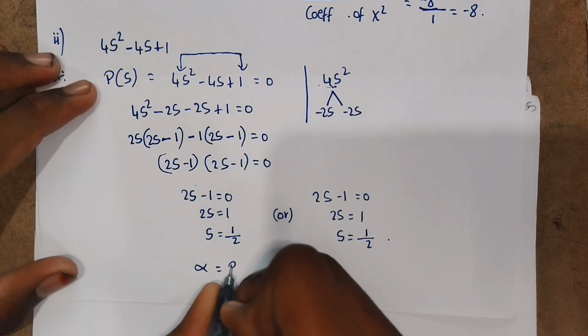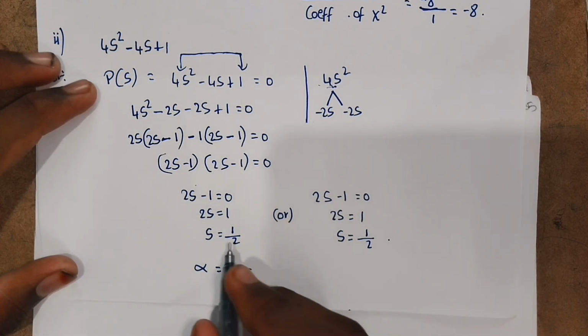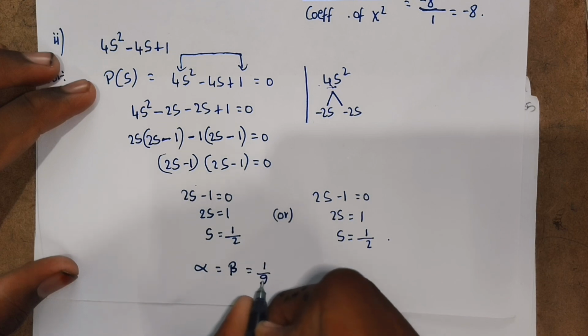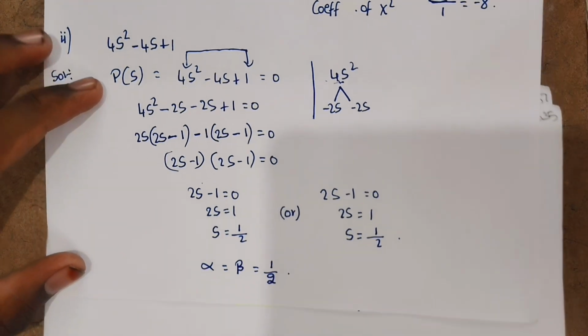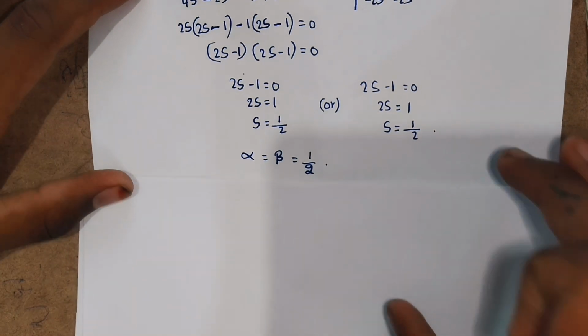Alpha is equals to beta is equals to 1 by 2. Both the zeros are equal to 1 by 2. We got alpha and beta. So let us do the verification.